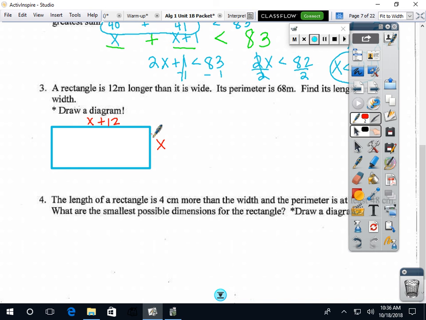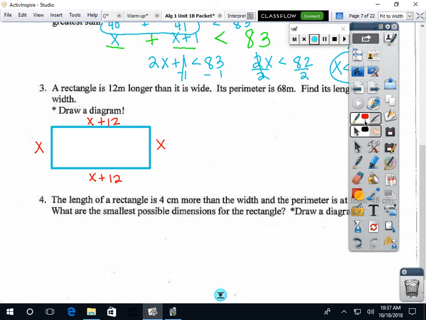Okay, let me say that again. The length is 12 meters longer than it is wide. So if the width is x, the length is how wide it is plus 12 more. Okay, it is perimeter, which means you add up all four sides. So if this side is x plus 12, the opposite side is, because with rectangles, opposite sides are congruent. And then if this side is just x, the opposite side is.